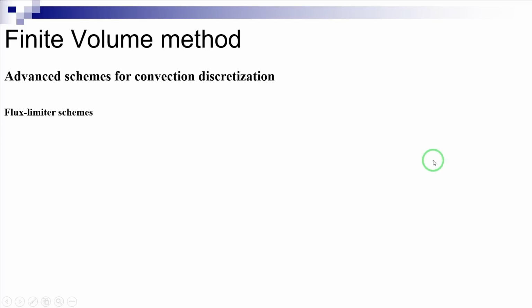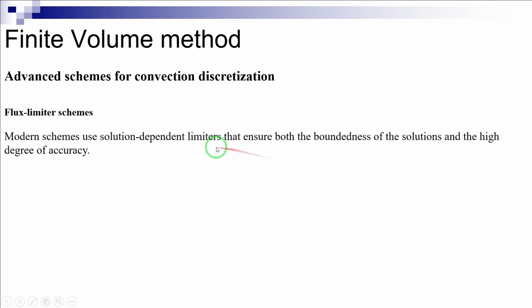For schemes such as the QUICK scheme, the values of phi calculated at the control volume surfaces can be outside the range of the values of phi in the neighboring nodes. In other words, in these high order schemes, the boundedness is not satisfied. To solve this problem, modern schemes have been developed which use solution-dependent limiters that ensure both the boundedness of the solutions and the high order of accuracy.